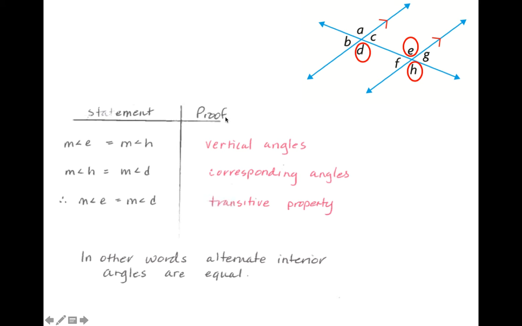I'm using what we call a two-column proof, where you start with a statement, and what you give as a proof is the law or the rule that you know, like we did with the other statements. And I'm just going to write it down.